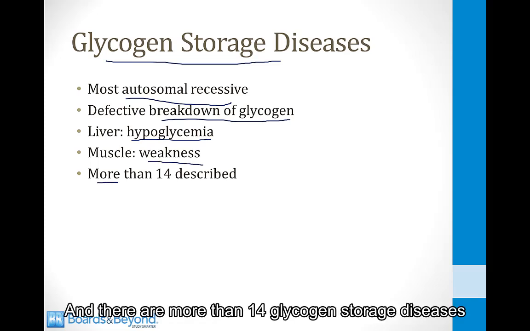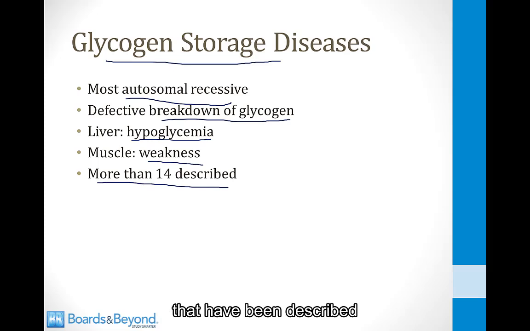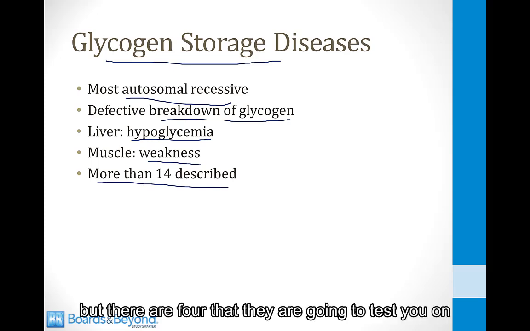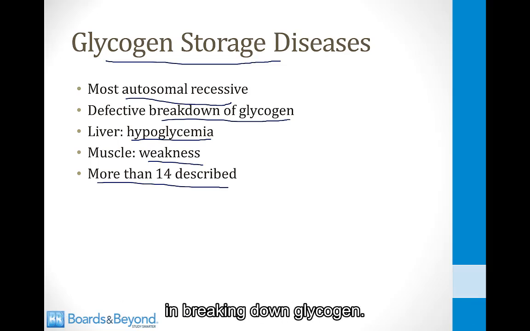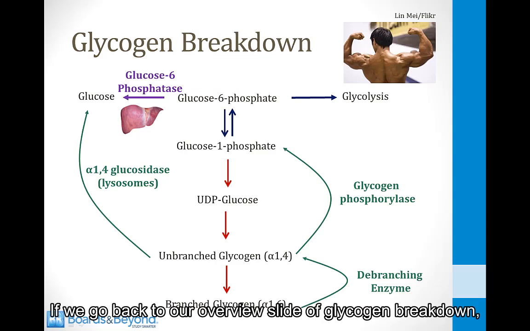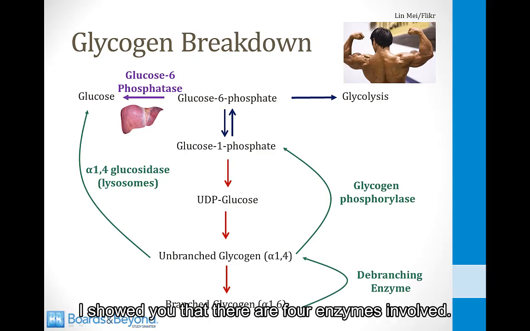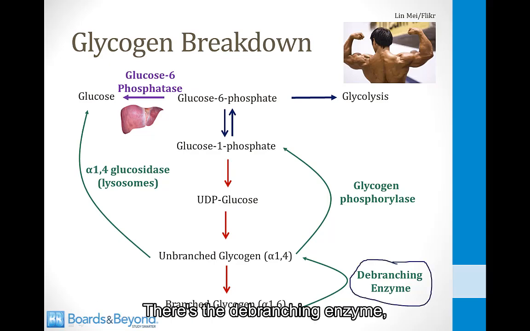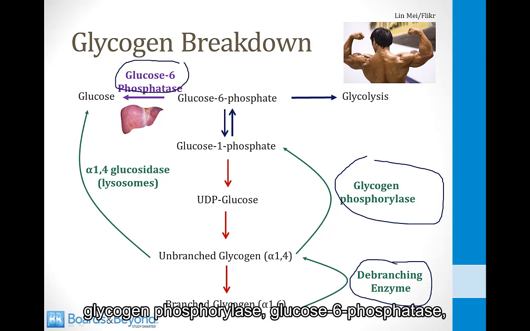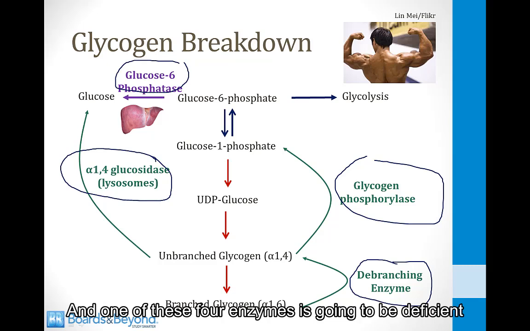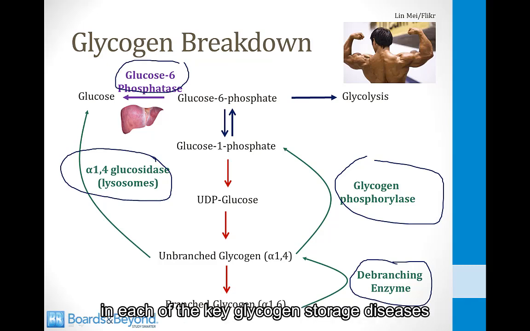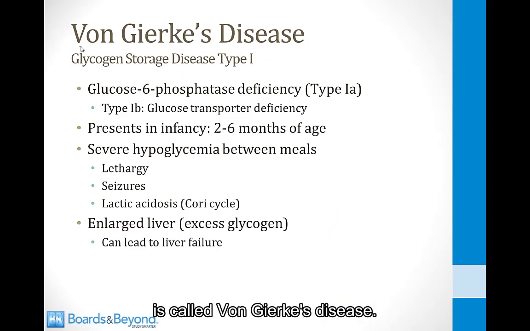And there are more than 14 glycogen storage diseases that have been described, but there are 4 that they are going to test you on the USMLE Step 1 exam, and that's because these 4 relate to the enzymes involved in breaking down glycogen. If we go back to our overview slide of glycogen breakdown, I showed you that there are 4 enzymes involved. There's the debranching enzyme, glycogen phosphorylase, glucose 6-phosphatase, and the lysosomal enzyme 1,4-glucosidase. And one of these 4 enzymes is going to be deficient in each of the key glycogen storage diseases that you need to know. The first glycogen storage disease is called von Gierke's disease.